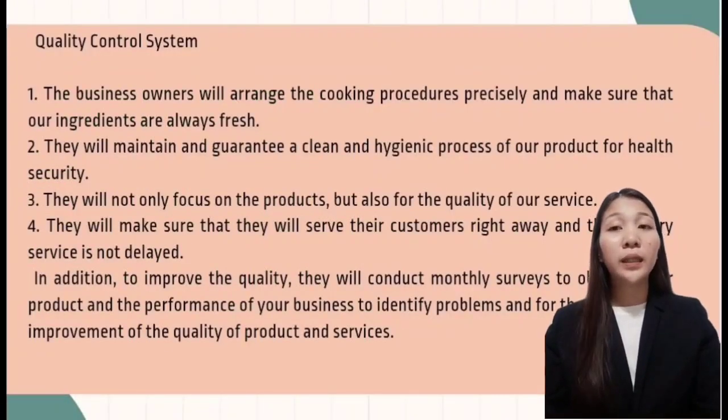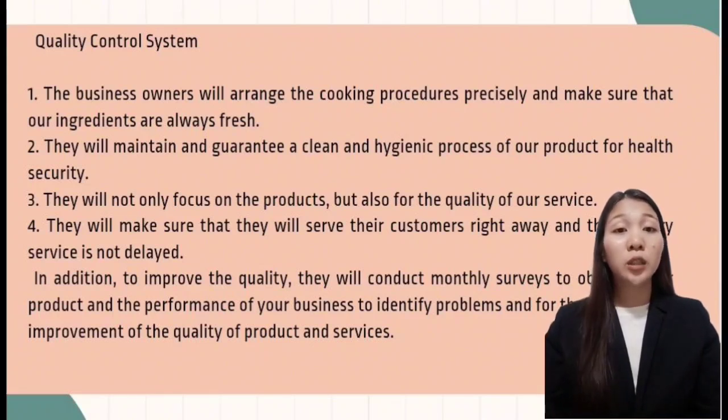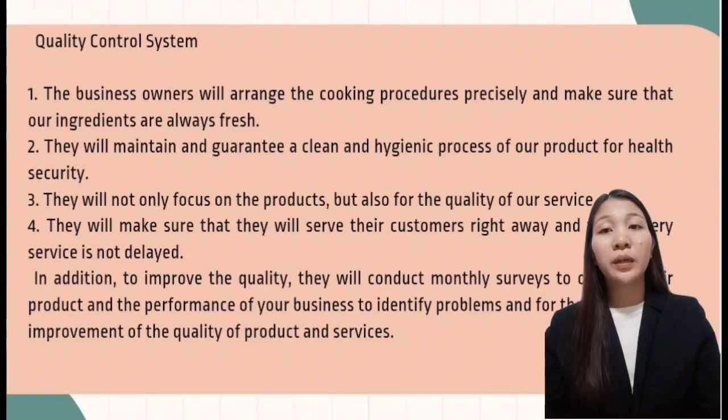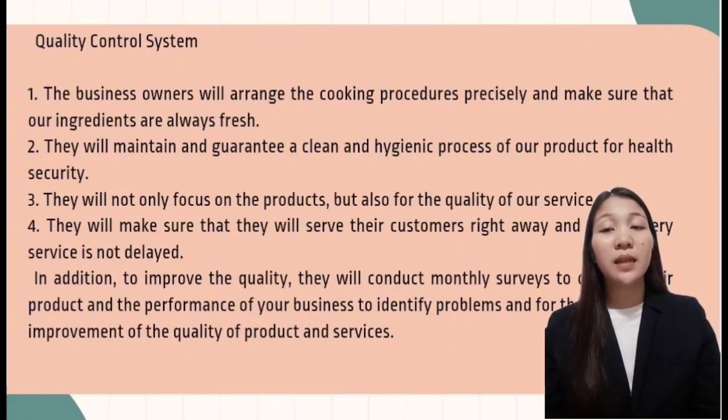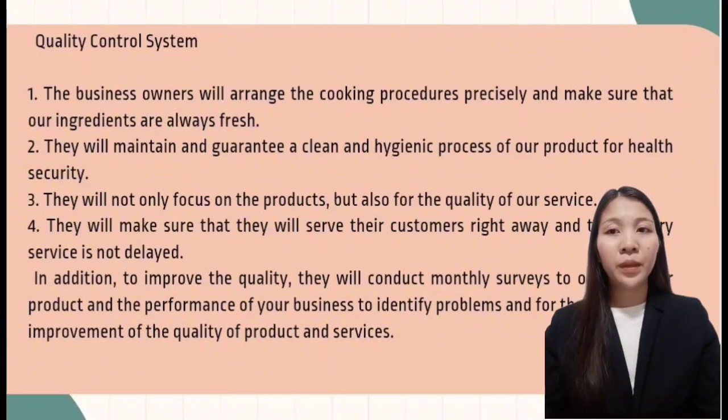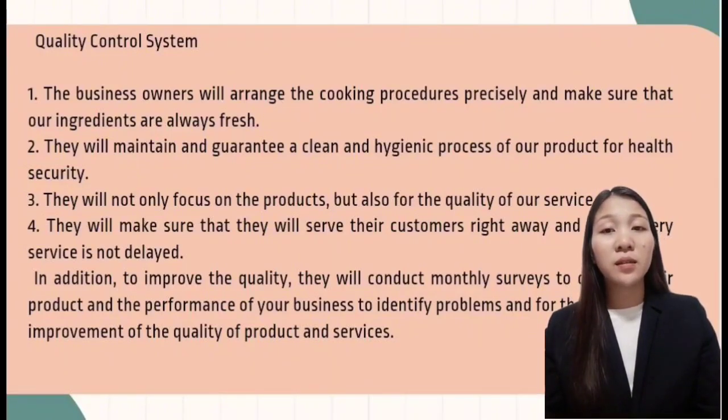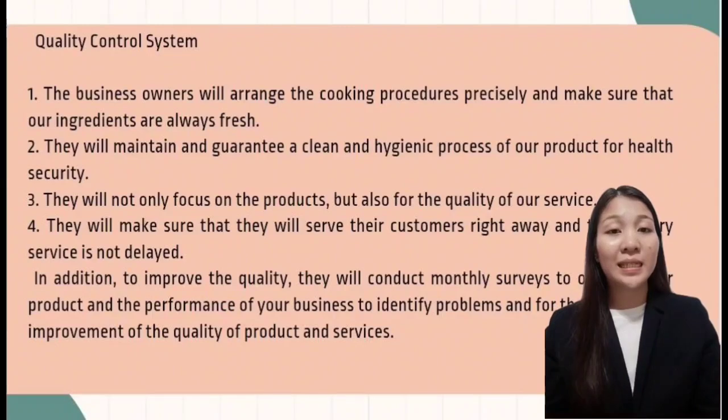Next is the quality control system. This quality control system is also essential to put in your feasibility study. So here is the example. First, the business owners will arrange the cooking procedures precisely and make sure that our ingredients are always fresh. Next, they will maintain or guarantee a clean and hygienic process of our product for health security. They will not only focus on the products but also on the quality of our service. They will make sure that they will serve their customers right away and the delivery service is not delayed.